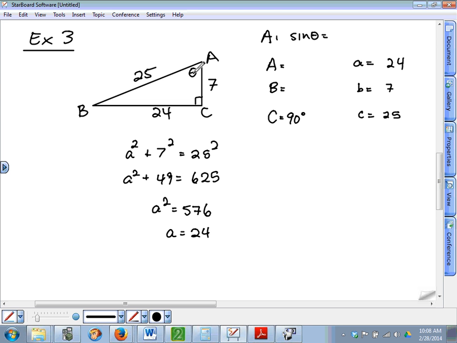Angle theta is right here. And I'm talking about the sine of theta. So what two sides do I need for the sine of theta?